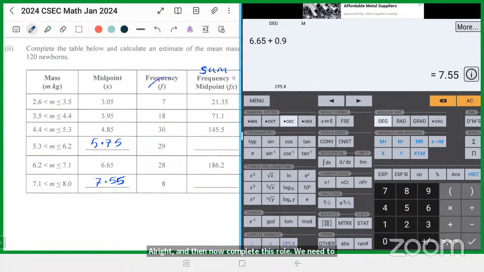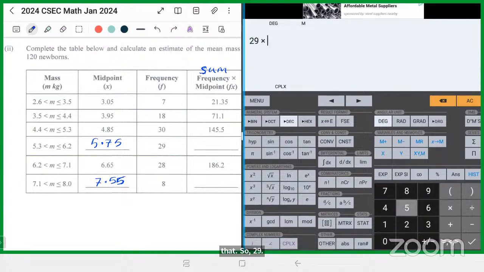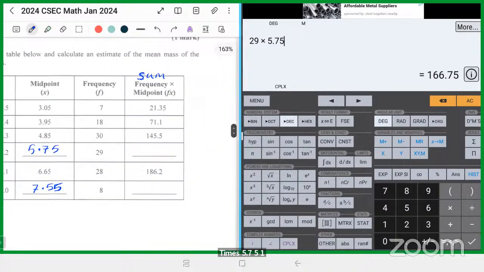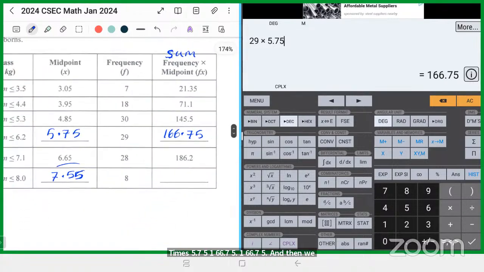So you multiply the frequency by the midpoint value to get these. So you need to multiply these 2 to get that. So it's 29 times that. So it's 29 times 5.75, 166.75. And then we also multiply these two to get this value out here.